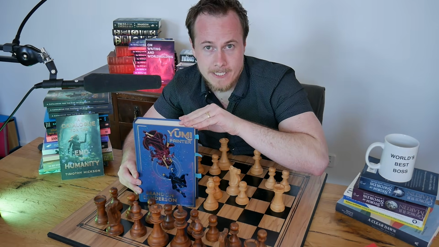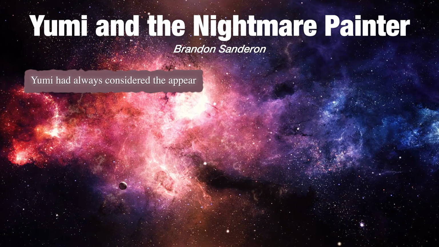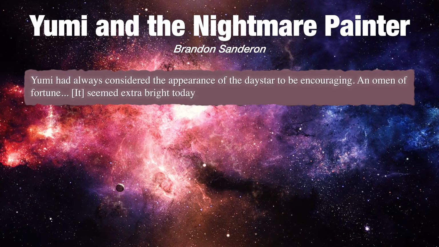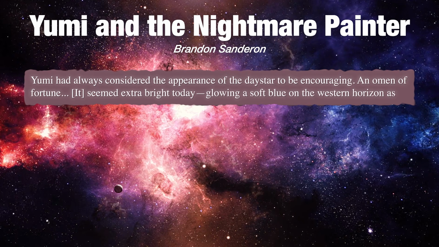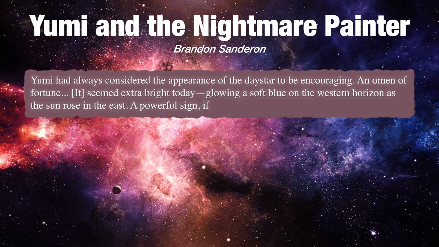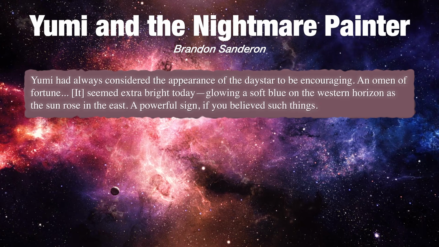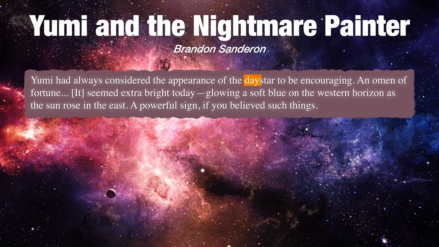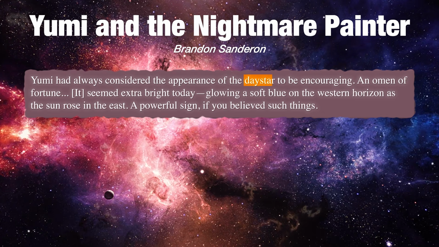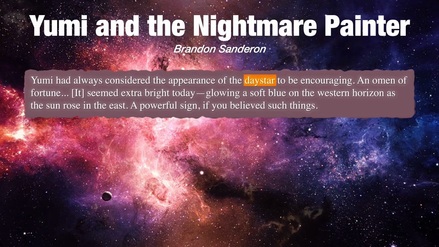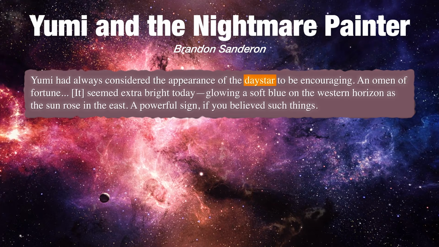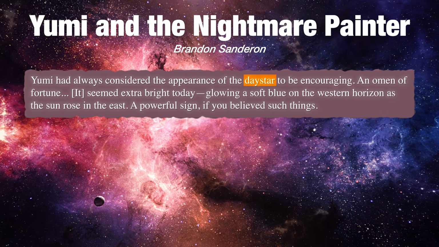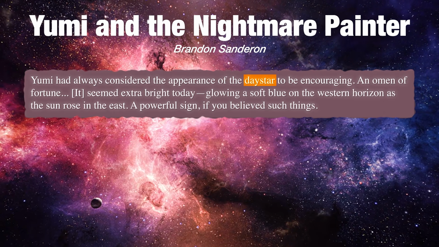Yumi had always considered the appearance of the day star to be encouraging, an omen of fortune. It seemed extra bright today, glowing a soft blue on the western horizon as the sun rose in the east, a powerful sign, if you believed such things. The day star itself isn't actually that important for the scene at hand. It's not the subject of tension or a relationship or the intention of the scene really, but the point of this book is how it parallels the stories of two characters. They sort of end up swapping lives, sort of Your Name style, if you've seen that.